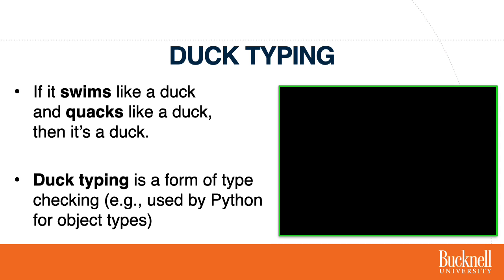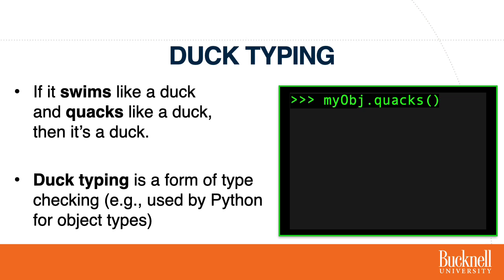Duck typing is another type of typing. The idea here is that if it swims like a duck and quacks like a duck, then it's a duck. Duck typing is a form of type checking. It's used by Python for determining the types of objects effectively. For example, in Python, you just use an object the way you want to use it, and if that causes an error, well, then it was the wrong type of object.